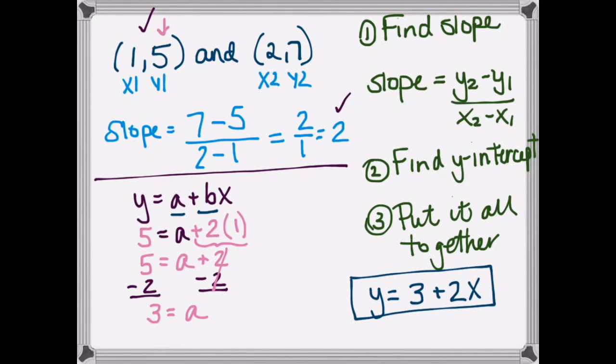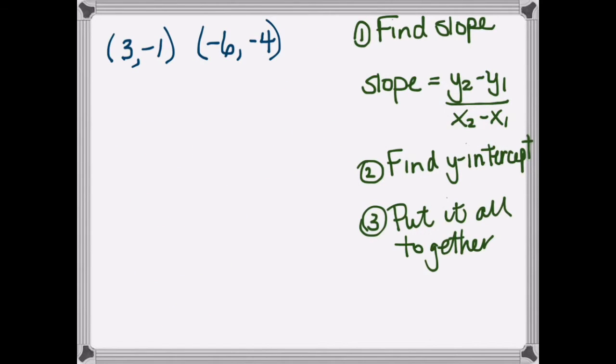So let's try one more. All of our steps are going to be exactly the same. So the first step will be to find the slope. So let's label our points. I'm going to switch it up this time because order really doesn't matter. So I'm going to make this negative 6 for x1, y1. And I'm going to make this x2, y2. So from here, let's plug in our values.